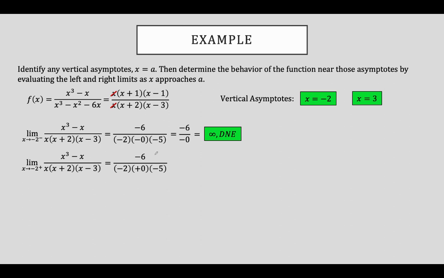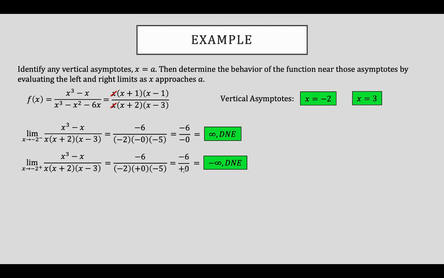We have -6 divided by -2 times positive 0 times -5. In the denominator, a negative times a positive times a negative. That gives us a positive. A -6 divided by positive 0, well, negative over a positive, that is a negative infinity for our final answer. Negative infinity, comma, DNE. So there is the left and right behavior of our graph around our first vertical asymptote.